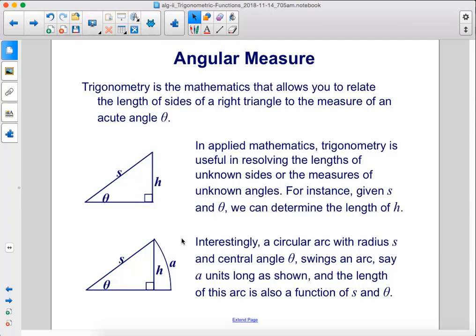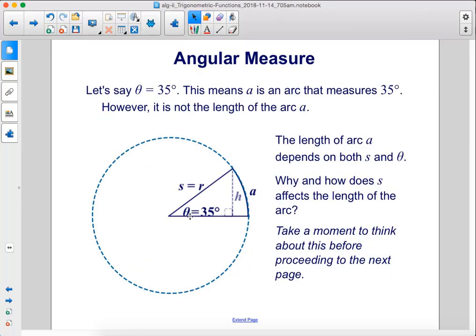Interestingly, a circular arc with radius s and a central angle theta swings an arc, say A units long as shown, and the length of this arc is also a function of s and theta. Let's say theta equals 35 degrees. This means A is an arc that measures 35 degrees. However, it is not the length of the arc A. The length of arc A depends on both s and theta.